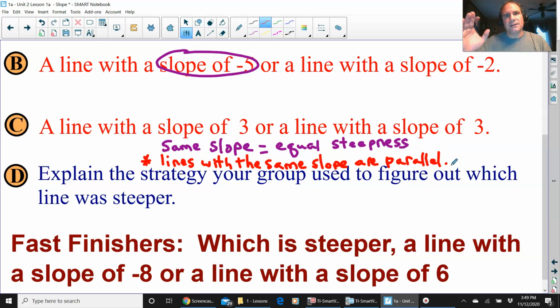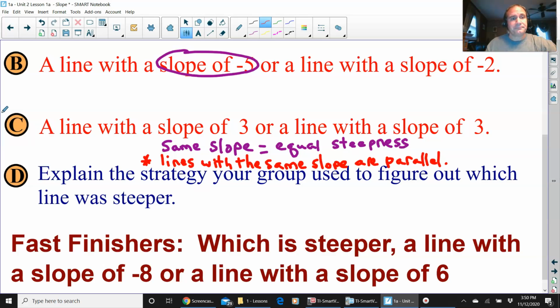If you rise 3 and run 1 on both of those lines, now just think about it. If I have my fingers out like this, rise 3, run 1, rise 3, run 1, rise 3, run 1. The slopes of the lines will be like that. They're rising and running at the same rate. Both of them. Parallel lines. They'll never meet.